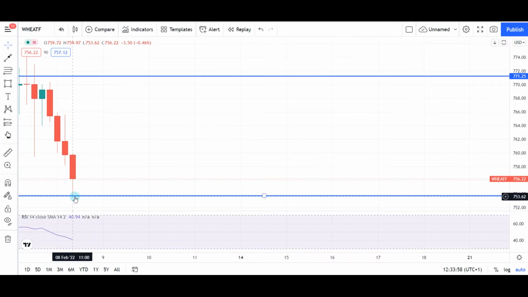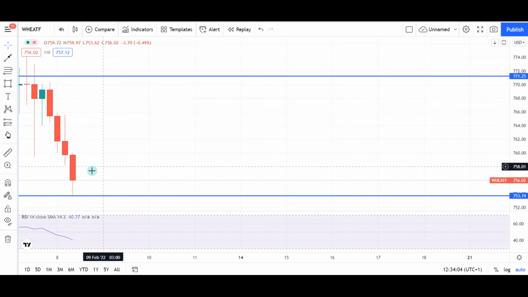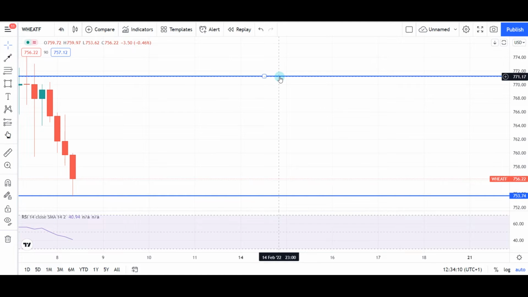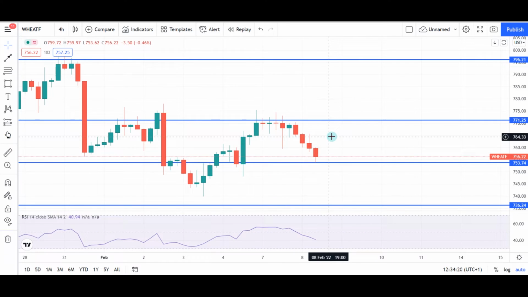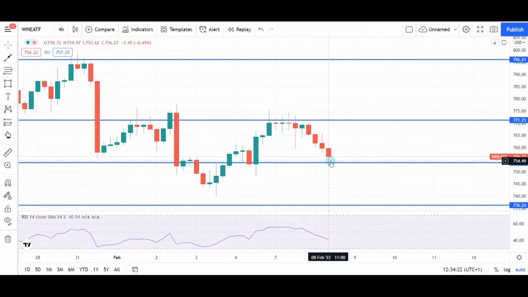We just see volatility like this in the market. Right now it is testing. As you can see here, it tested 750 and then rebounded from that area. This may go on, and if you see the confirmation, it may go up and test 771. So a buy option right now seems good, and you can make some money by buying wheat at these levels and expecting it to go a bit higher.